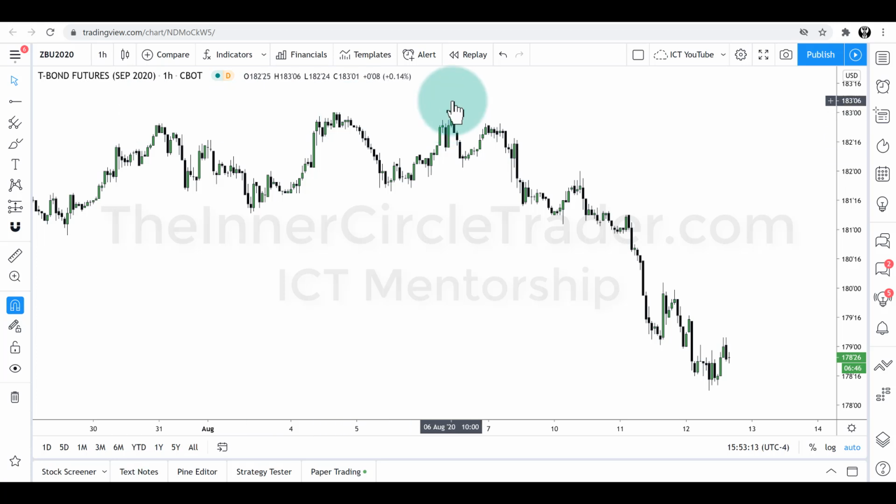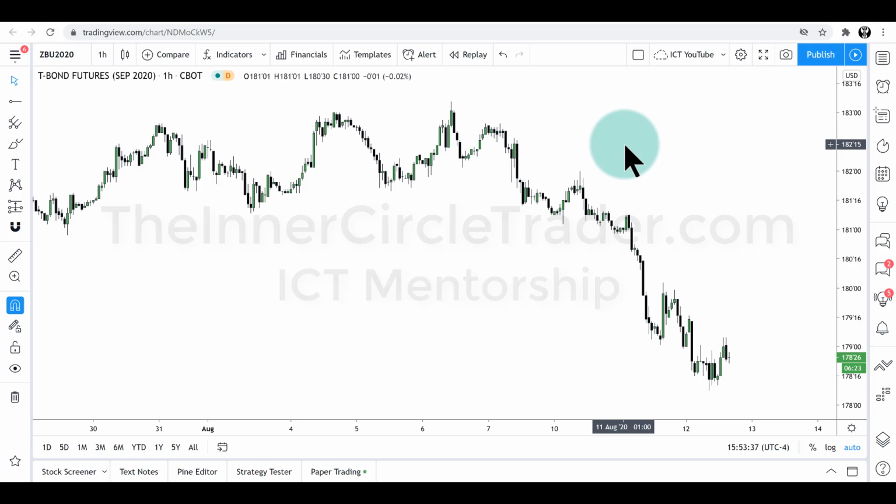Market runs the relative equal high, breaks down, short-term low, breaks, comes back up, rebalance, bearish order block, shifts lower, rebalance the fair value gap, breaks lower, fair value gap here, sells off. Now, what could have forecasted this move here?